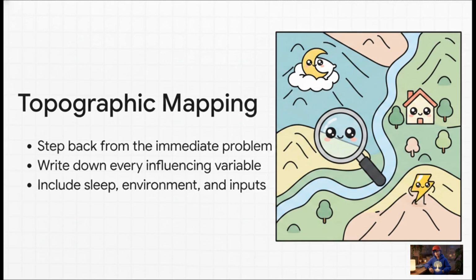So for step 1, topographic mapping, I want you to view your problem from 30,000 feet and map out the entire terrain. Don't just obsess over the immediate issue. Seriously, write down every single influencing variable you can possibly think of. Your sleep, your environment, the incentives, what you're consuming daily, your energy levels. There is this incredible sense of relief that washes over you when you get all that abstract noise out of your head and onto a physical map, drawing out the picture where you can actually see it.